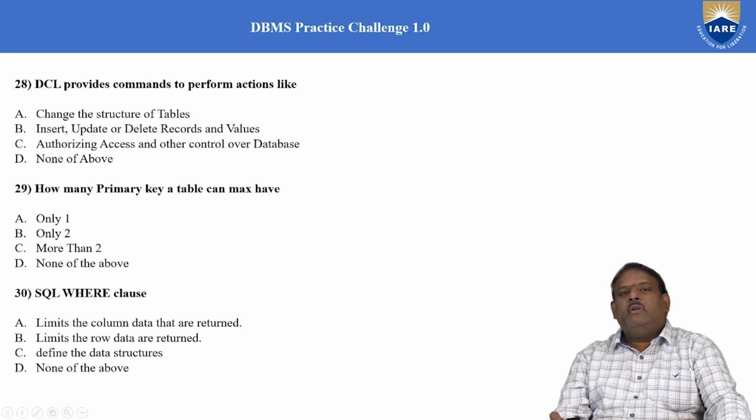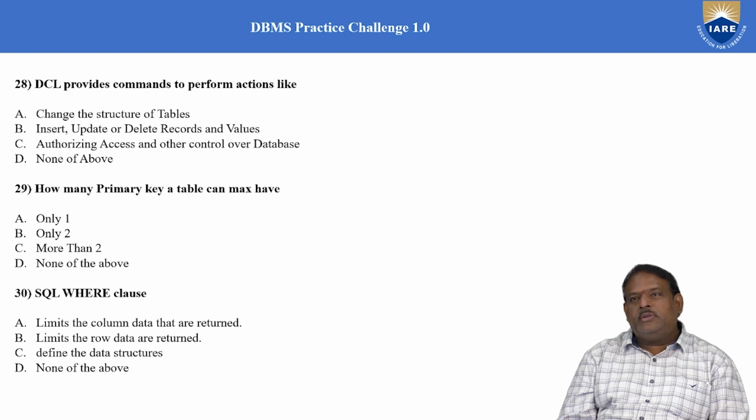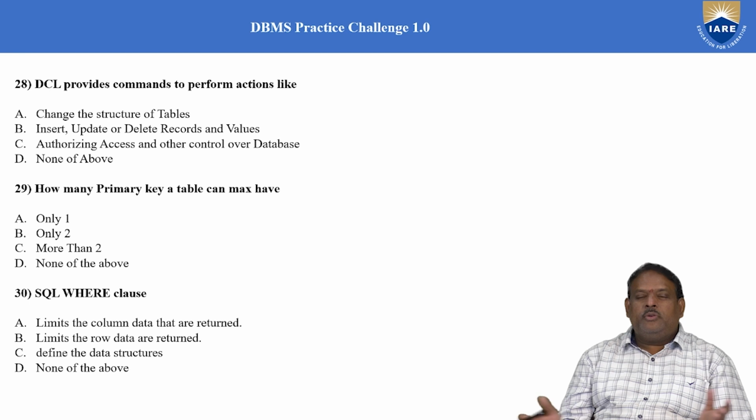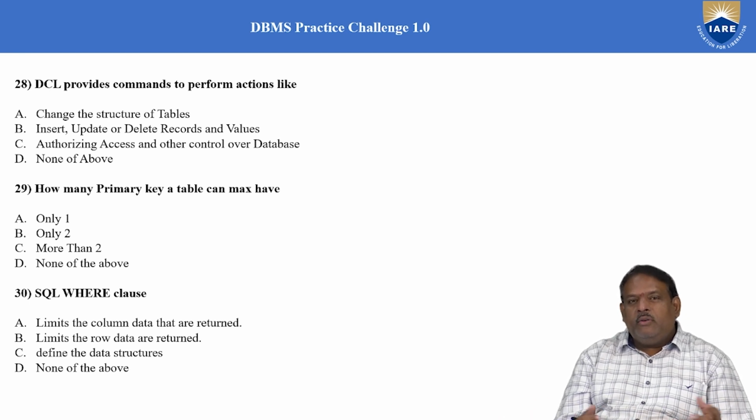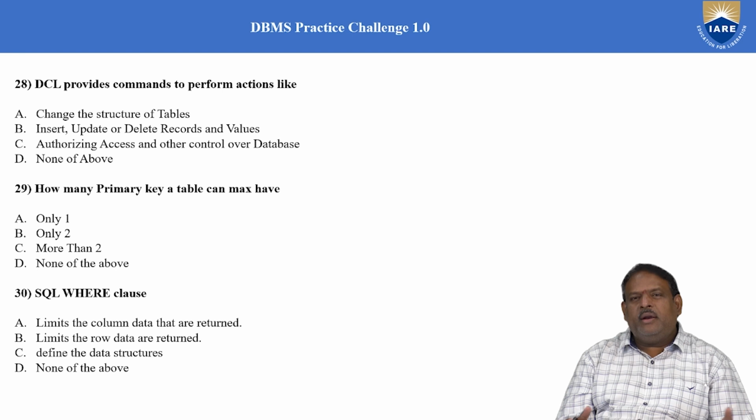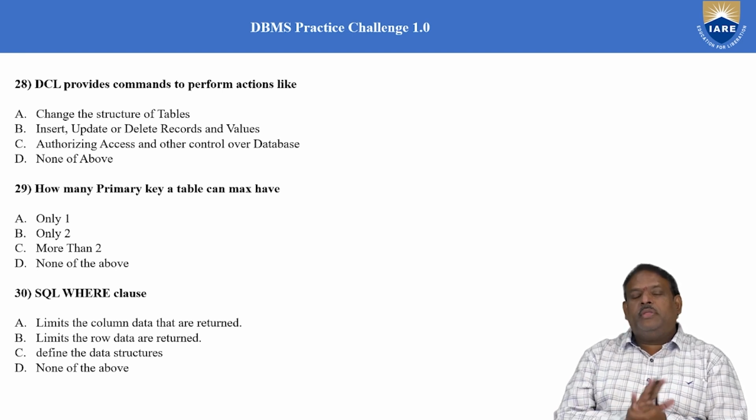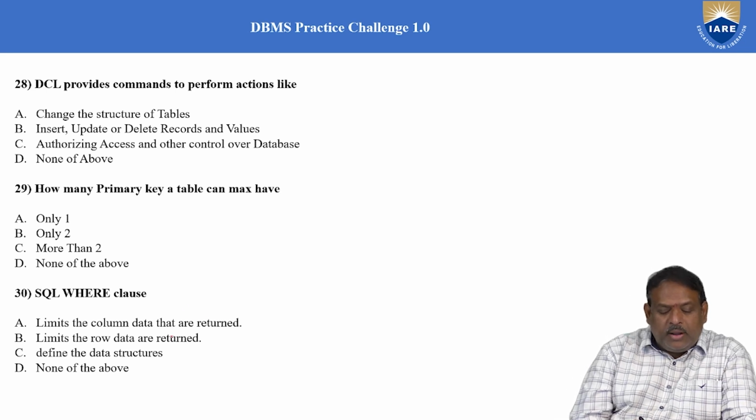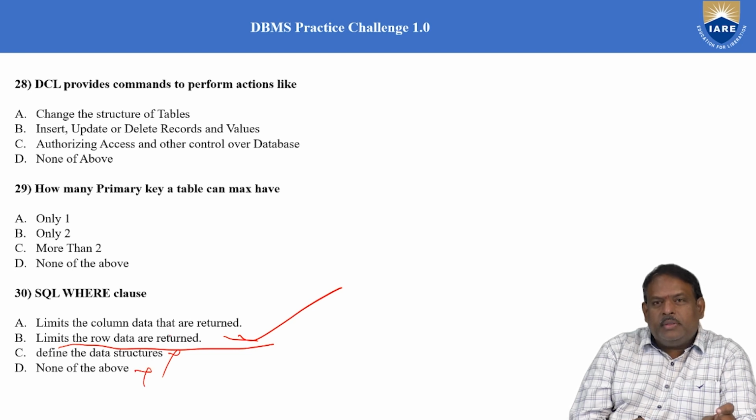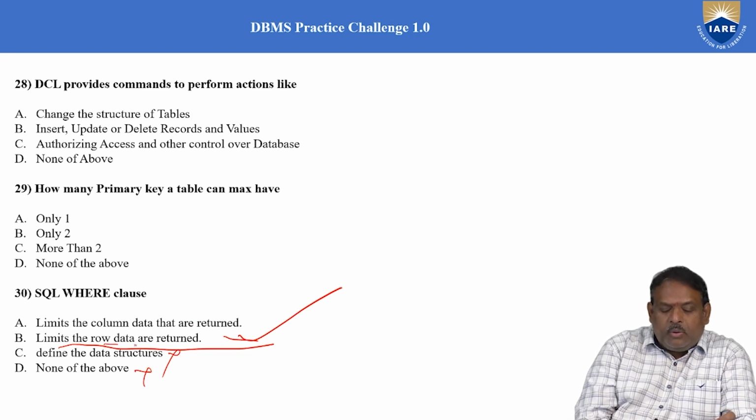The last question, SQL where clause. What is the meaning of where clause? It is to minimize the records. Suppose you have 1000 records and you want to see only 10 records. You use a where condition, like where marks greater than 70 or 80. You are trying to filter the data. So where clause is used to filter the data. Limits the column data that is returned? It is not column data. It limits the row data that is returned. Defines the structure, none of the above. See, you are not limiting the column data. It is only limiting the row data that is returned. So the option here is B.